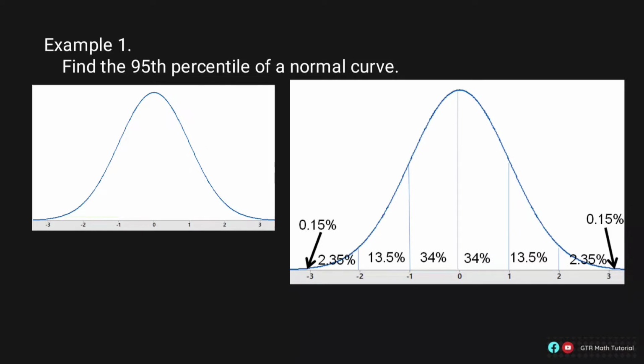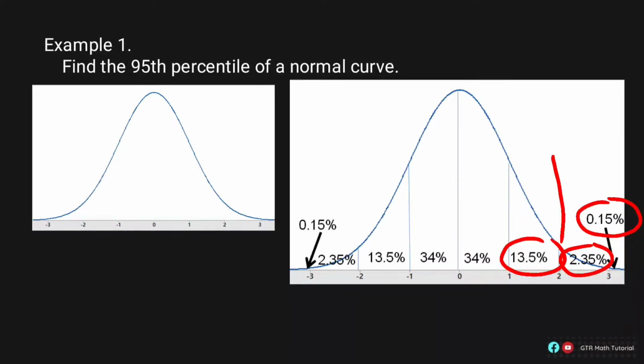Okay, so 95th percentile. So pag nag-start tayo dun sa dulo, so we have 0.15% and 2.35%. So therefore, the percentile rank of, pag inadd natin, so that is 2.5. Subtract 2.5 to 100%, that is 97.5%. So therefore, the percentile rank of z equals 2 is 97.5. So yung percentile rank ng 95th percentile, so nasa pagitan siya ng 1 and 2. So dahil yung sumunod natin, 1 to 2 is 2.35, 13.5%. Okay, so estimate lang natin. So ang z-score na hinahanap natin ay nasa pagitan ng 1 and 2.